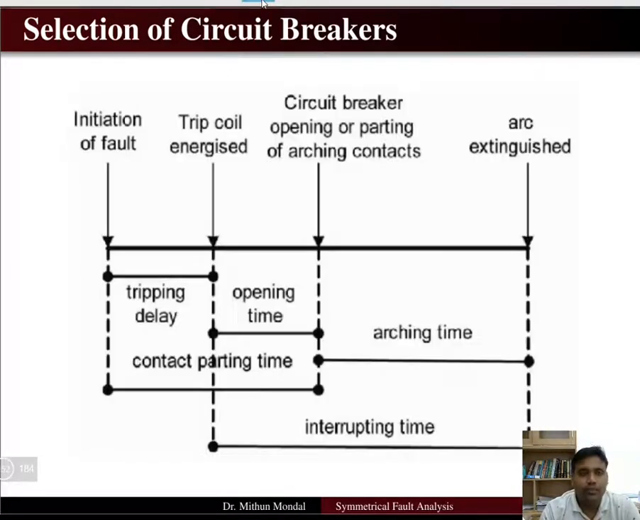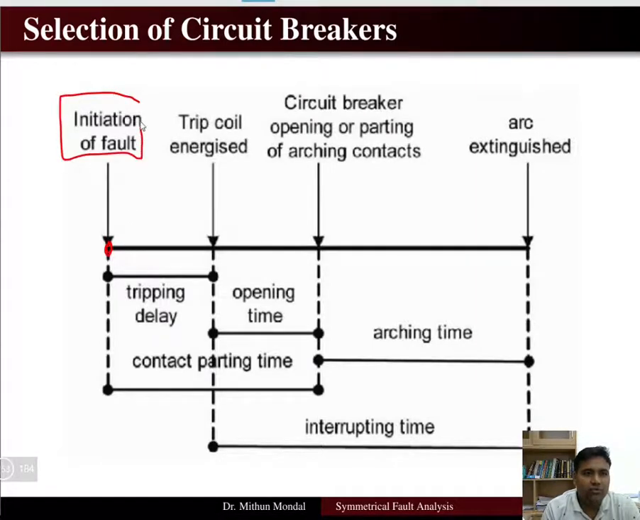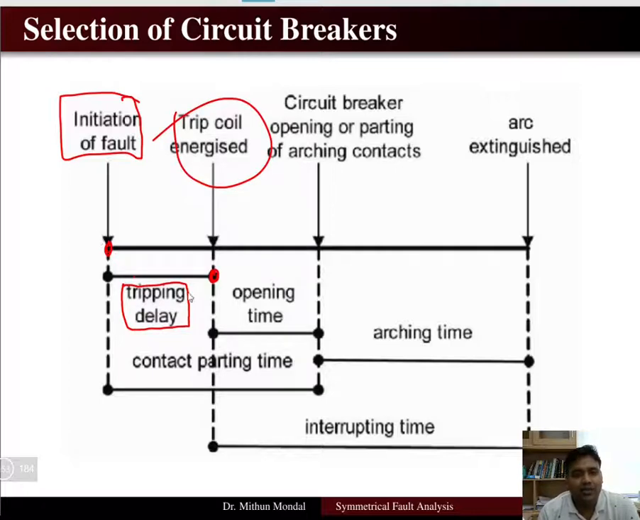Now the next topic that we are going to take is selection of circuit breaker. So let us see how the circuit breaker operates. Suppose at this instant of time there is an initiation of fault. Then the circuit breaker will take some amount of time to give a signal, which is the tripping delay. After which the circuit breaker will be energized and it will take some time to open. So here the circuit breaker has opened.